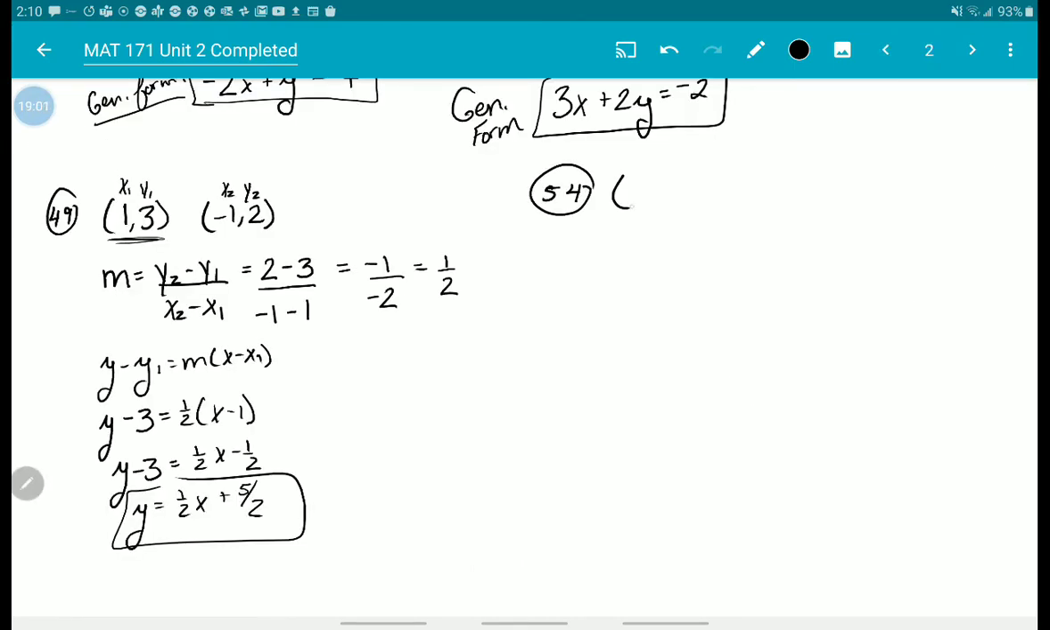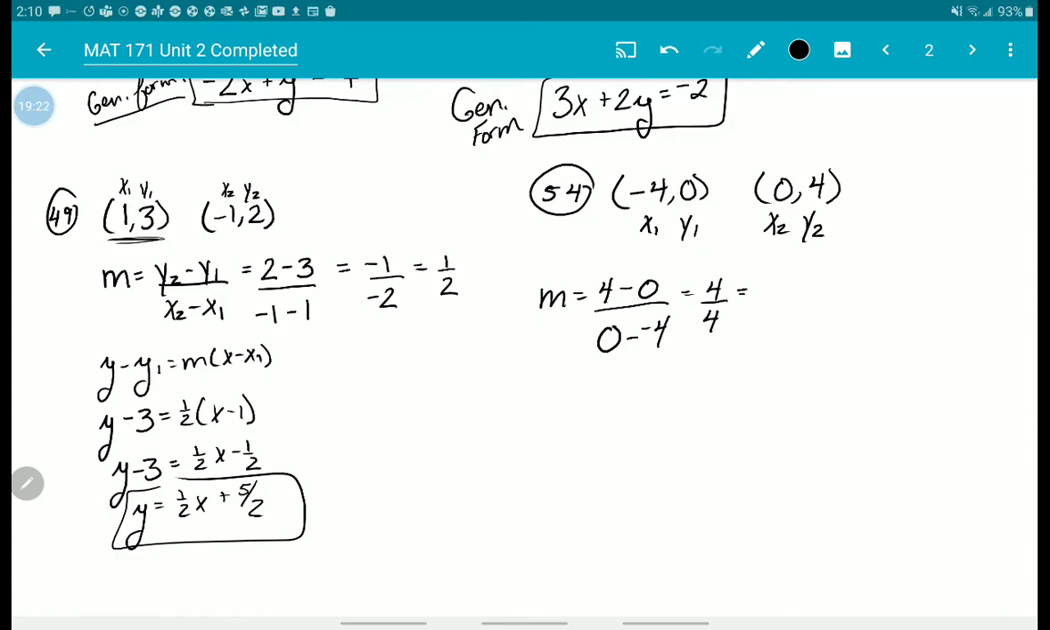We had an x-intercept at (-4, 0) and a y-intercept at (0, 4). This is our x1, y1, x2, y2. So it's going to be y2 minus y1 over x2 minus x1. So we're going to get a slope of 1. So we know our slope is 1.